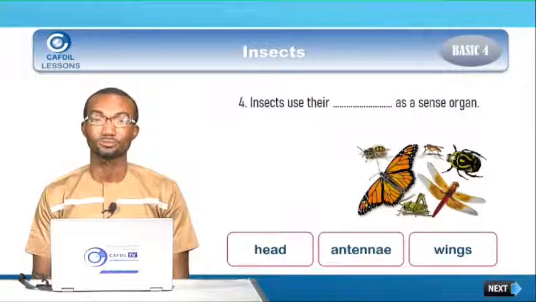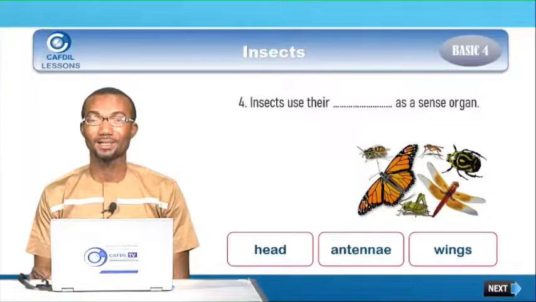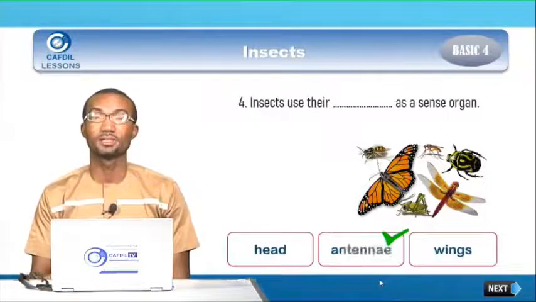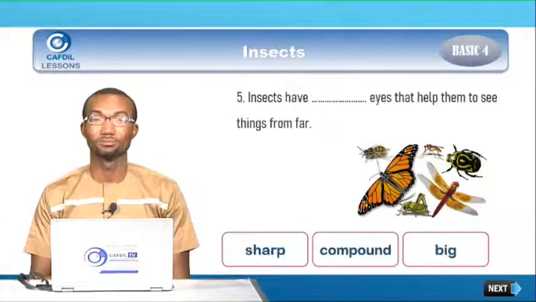Good. 4. Insects use their dododo as a sense organ. They use their head, antennae, or wings. Good. They use the antennae as a sense organ. That helps them to see and feel things around them.